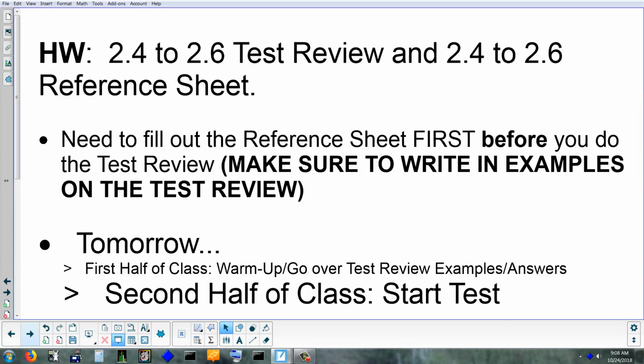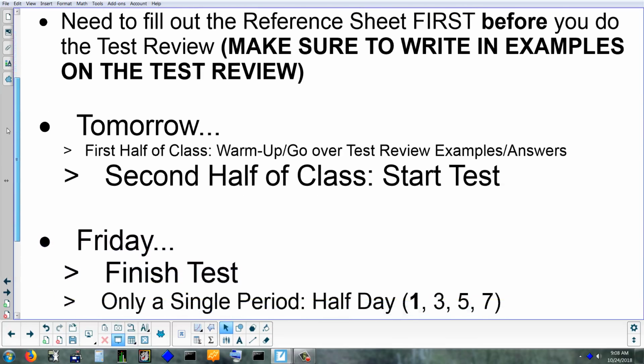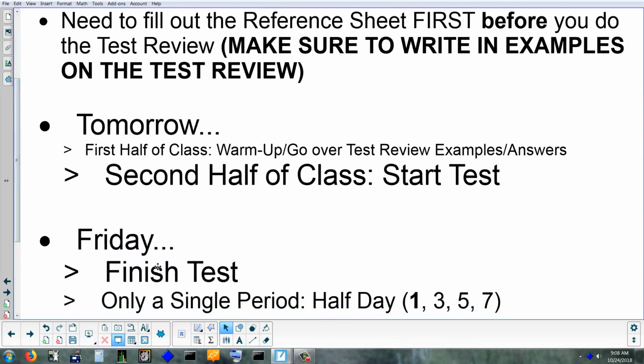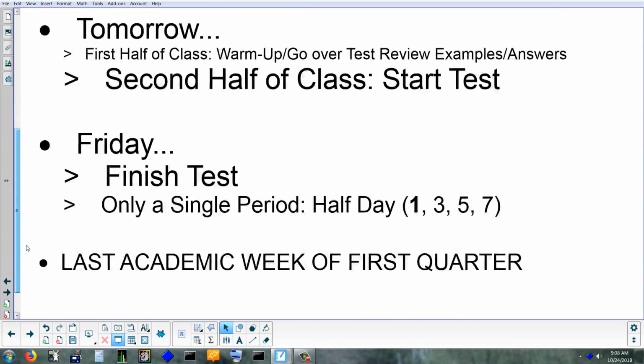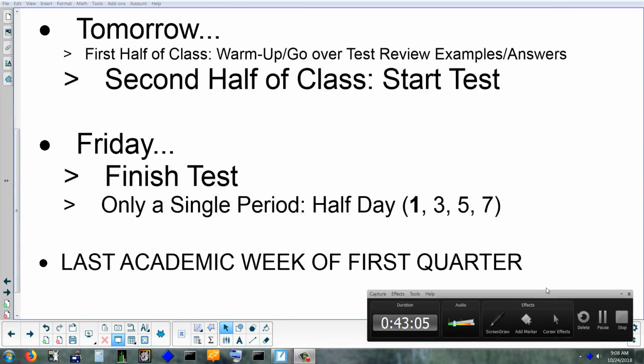That's what people are having trouble with. They're forgetting to put the examples on their test review. You need to have both things done to get full credit for your homework tomorrow. Tomorrow we'll do a little warm up, go over the test review like we normally do, and then go over the examples and the answers off the test review. We'll start the test tomorrow. Friday we'll finish. Remember, we only have a single 39-minute period on Friday because of half day, and that's your last test of the quarter.